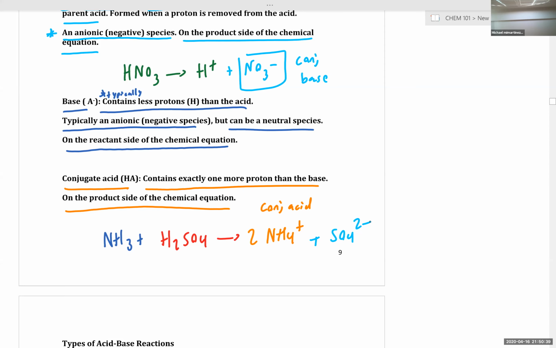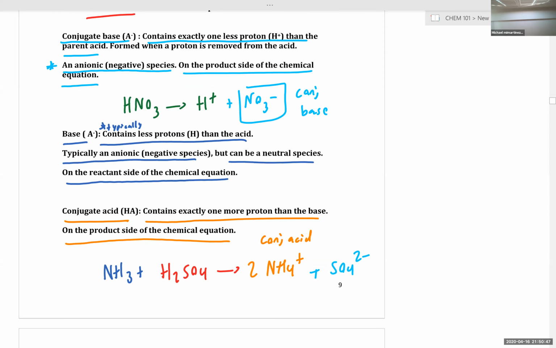We wouldn't technically call sulfate the conjugate base. Why wouldn't we technically call sulfate the conjugate base? Looking at our definitions of conjugates, the difference between a species and its conjugate acid or base is how many protons? How many protons difference is there between a species and its conjugate acid or base?